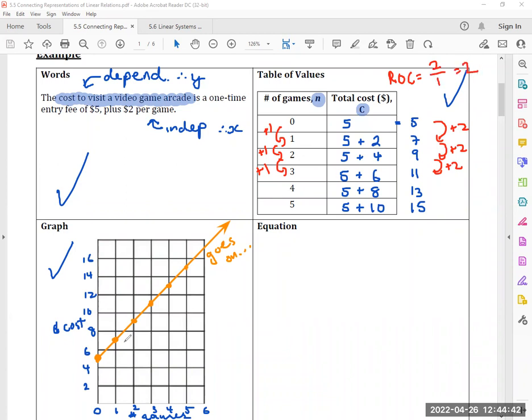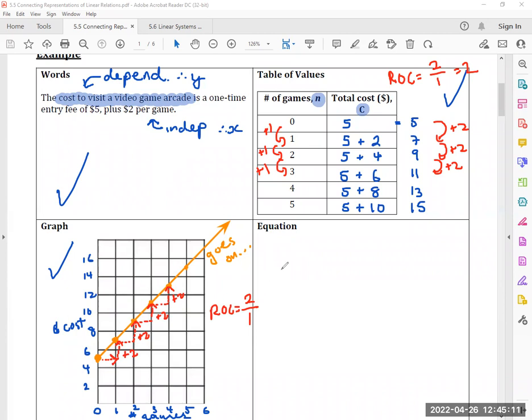Okay, how about this one? If my run is 1, how much do I go up by? Every single time I'm going up by 2, 2, 2, 2, 2. So if I said, what's my rate of change? Well, I go up by 2 every time I go to the right by 1.